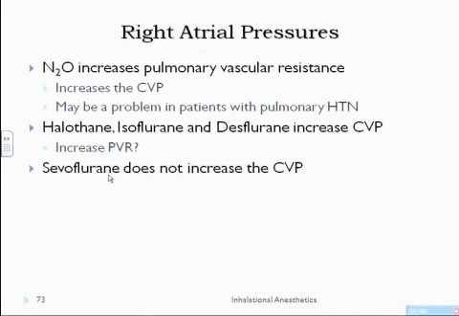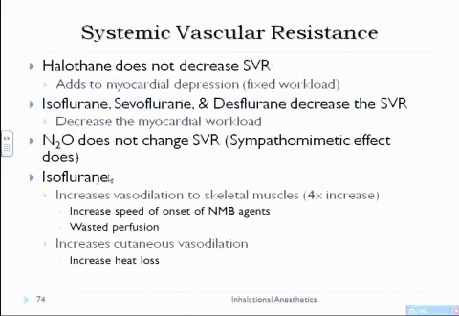Halothane, isoflurane, and desflurane all increase CVP. And it's questionable whether they're actually increasing PVR or not. It's unclear. One thing that is useful: in a patient that has pulmonary hypertension, you may want to consider sevoflurane, because it doesn't really change the CVP at all in these individuals. So sevoflurane may actually be a good choice for patients with pulmonary hypertension.